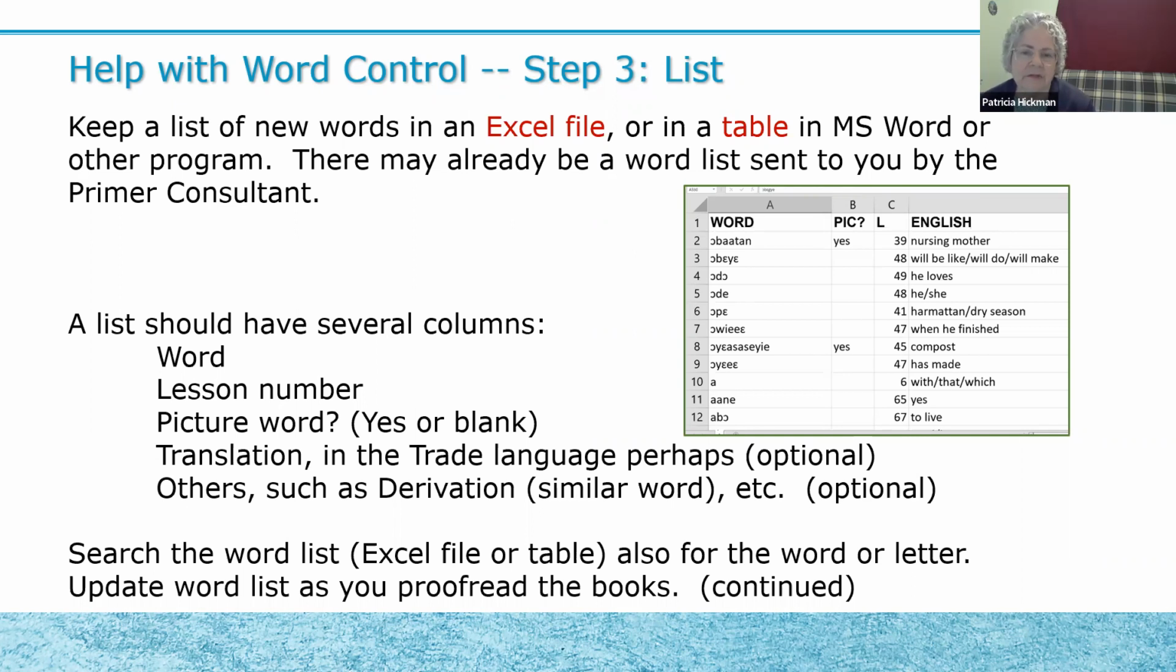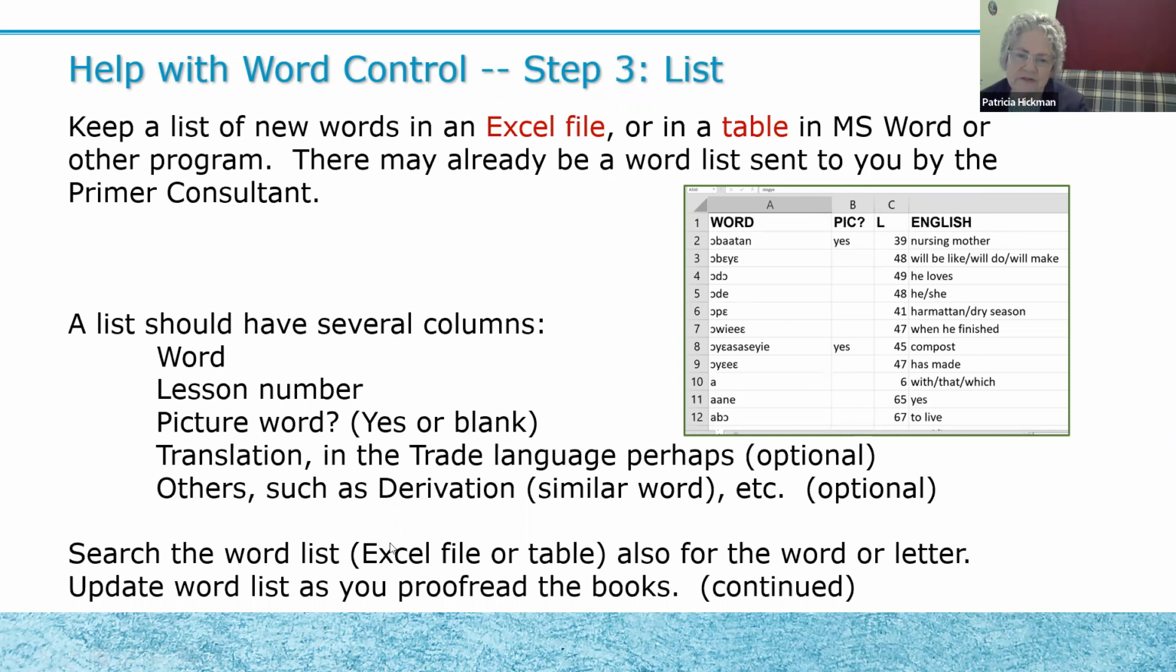It might be English or it might be another trade language in your country. You could have extra columns, whatever is useful to you. You might have a column to show the root word for this new word, or perhaps the new word is a root word and you might have a column to show some similar words. But you'll decide what columns would be helpful to you. Maybe a column that says what part of speech this word is, that might help.